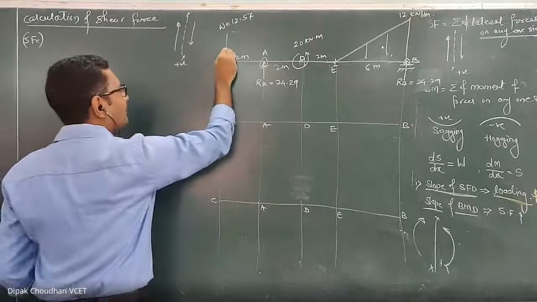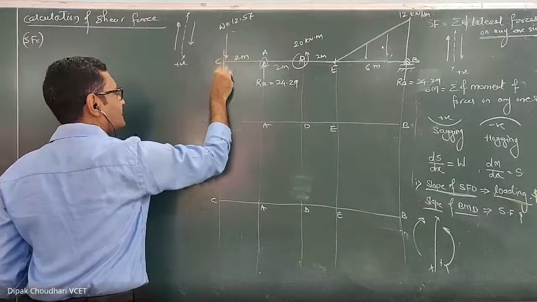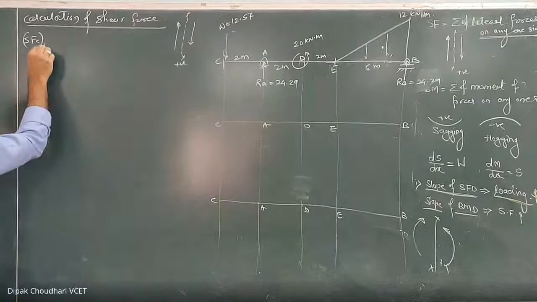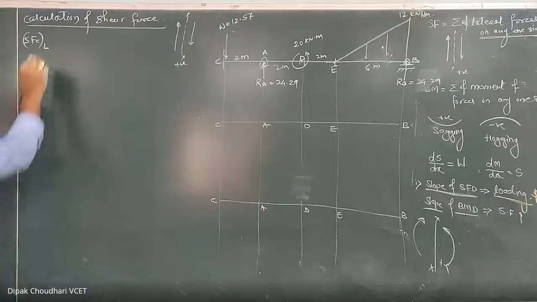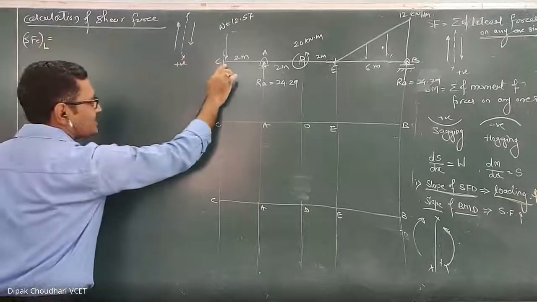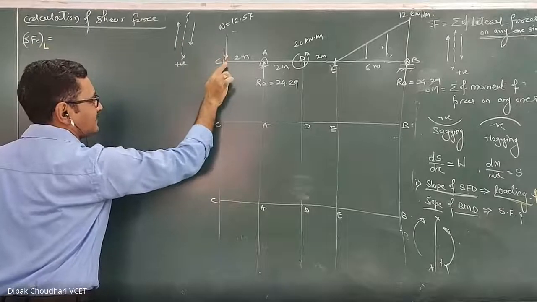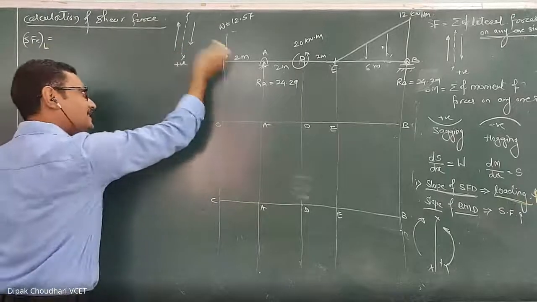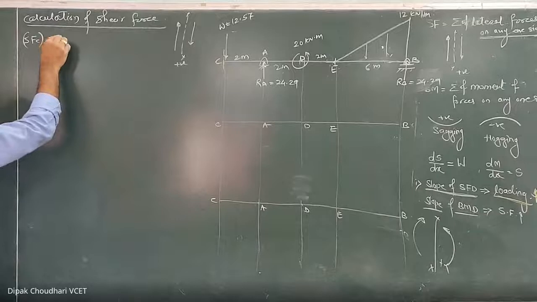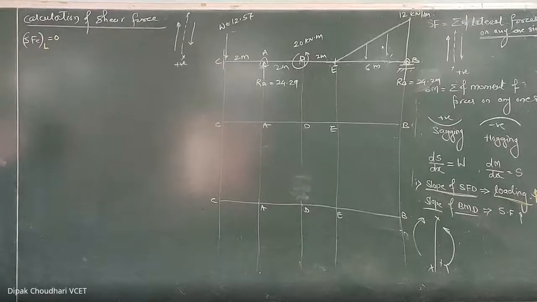To get those two different values, first take the section on the left side of C. If I take the section on the left side of C, what will be the shear force at this section? It is very close to C, but on the left hand side. Now on the left hand side of that section, there is no force, so shear force at point C equals 0 on the left hand side.